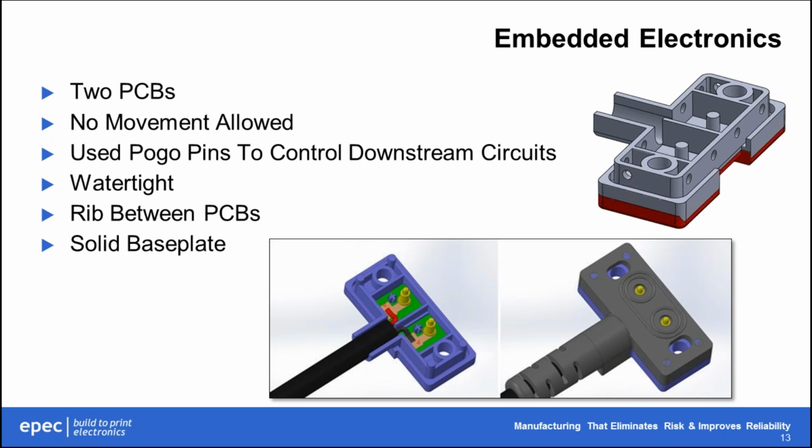On the end of the assembly were electronics that consisted of two printed circuit boards with pogo pins attached to the boards. These boards were used to control downstream circuits and needed to be held in place and be secure and be watertight. To not allow any movement of the board, we used a base plate designed to tightly fit the boards and keep them isolated from one another and also the outside world.